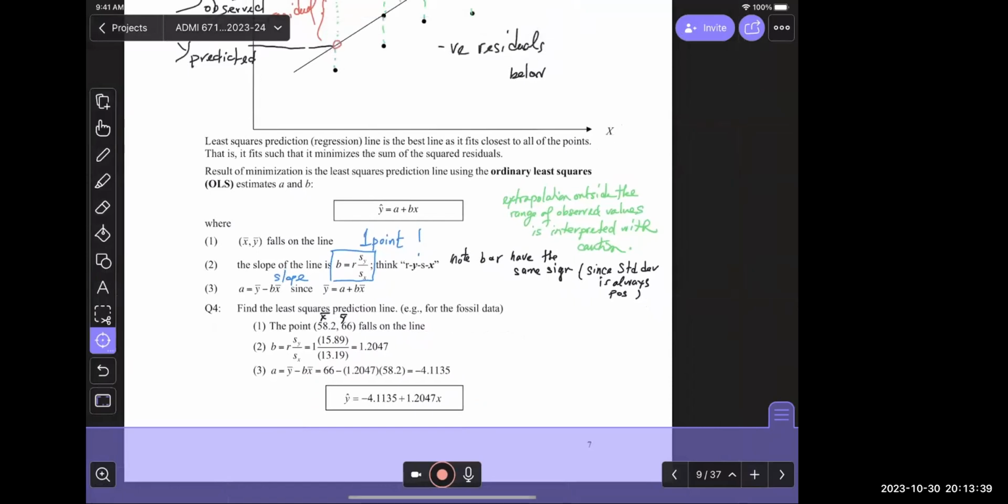I put the hat on it because it's an estimation line, it's a statistical line. Now we're going to interpret what it means. So tell me, interpret the y-intercept for me. What does this mean? Or interpret the slope for me. What does it mean? How do we interpret?